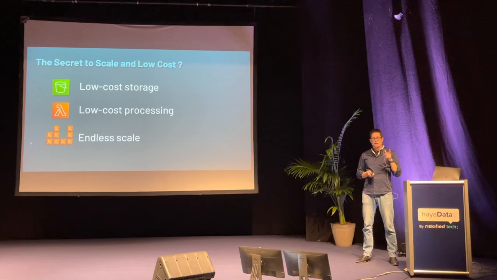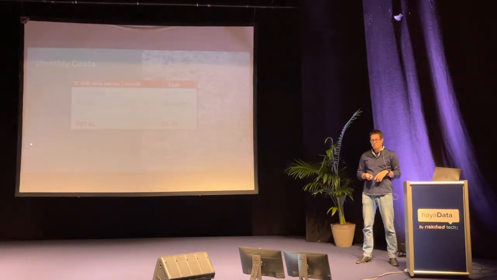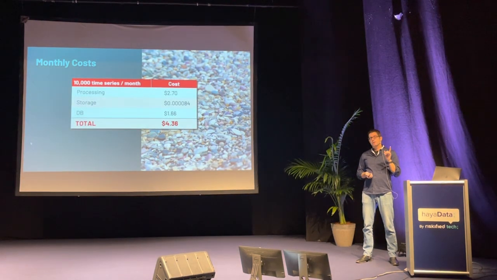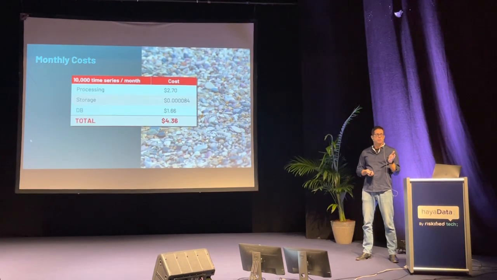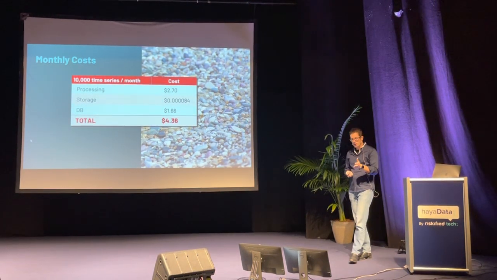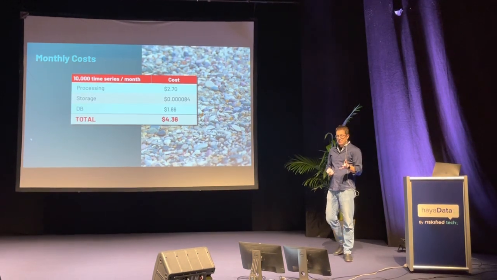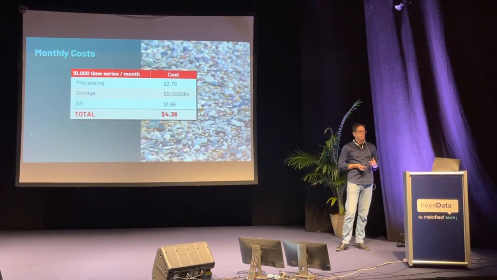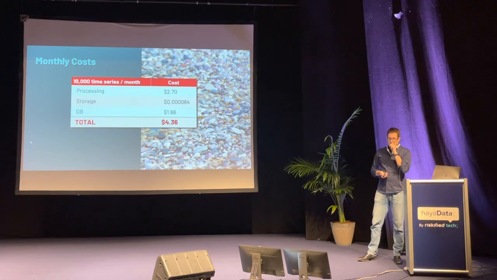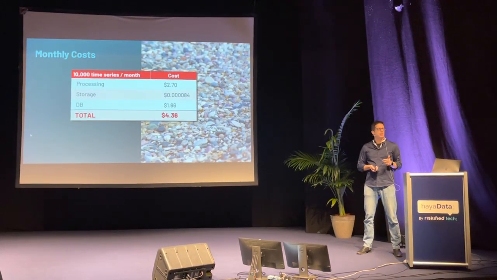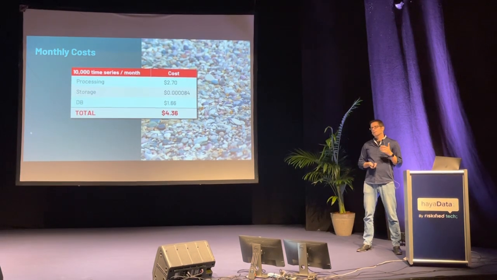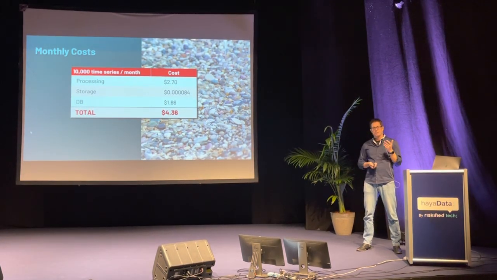Let's see how low-cost it is. For 10,000 time series that we run for a whole month, we pay a mere $2.70 for processing. Storage is negligible. It's a fraction of a cent. And the DB is another $1.66 per these 10,000. So for a total of $4.36, which is pretty much a cup of coffee, we can calculate 10,000 time series for a whole month, every day.